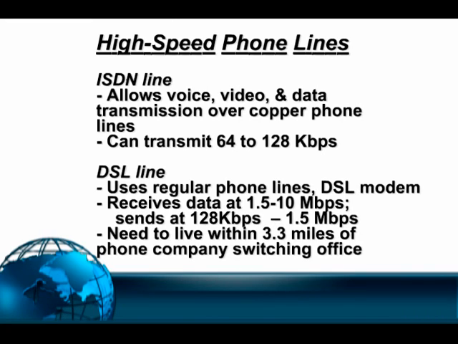High-speed phone lines. An ISDN line allows voice, video, and data transmission over copper phone lines. It can transmit 64 to 128 kilobits per second. A DSL line uses regular phone lines and a DSL modem. It receives data at 1.5 to 10 megabits per second. It sends at 128 kilobits per second to 1.5 megabits per second. You need to live within 3.3 miles of the phone company switching office.